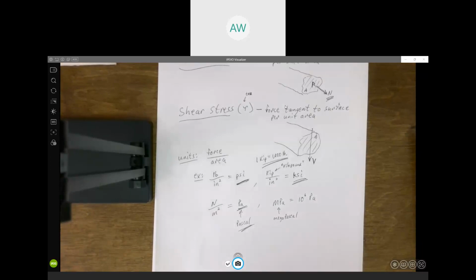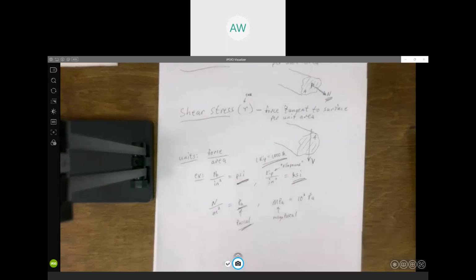All right, any questions about just the basic definitions of stress or the units, the notation? I'm not seeing or hearing anything, so we will move on.